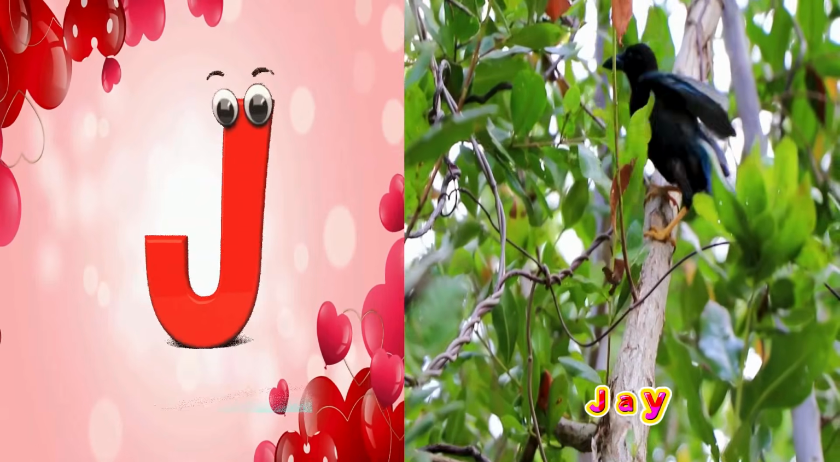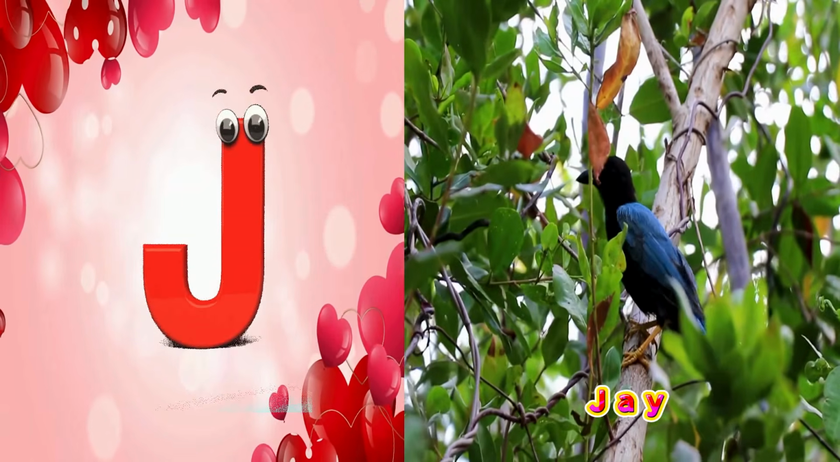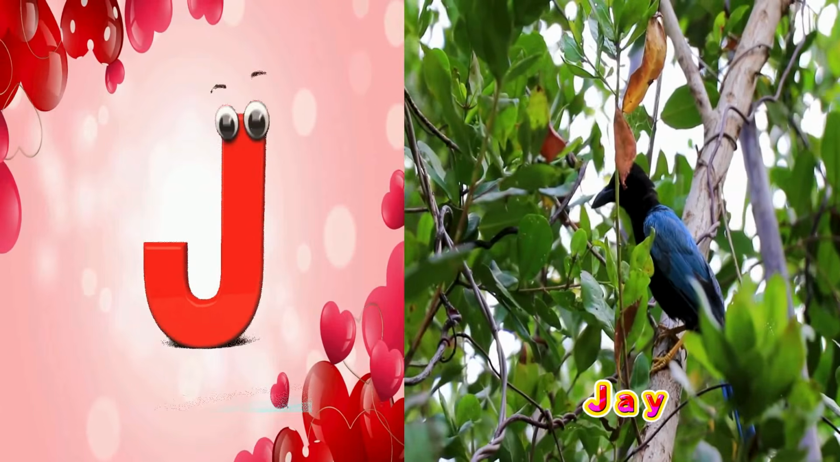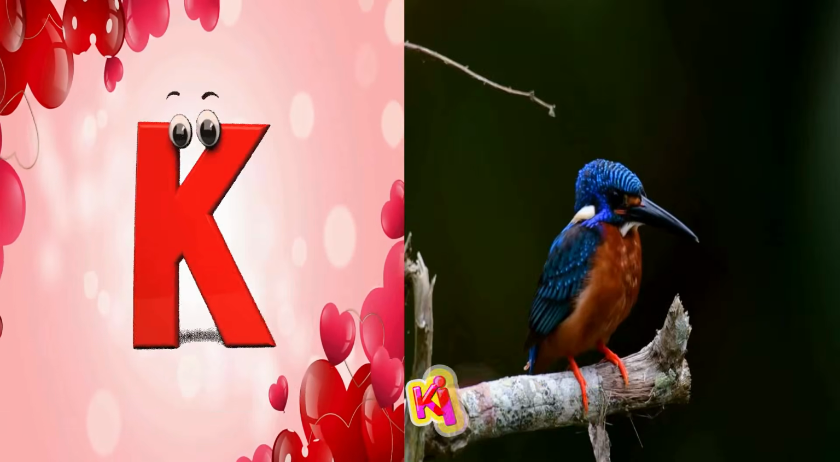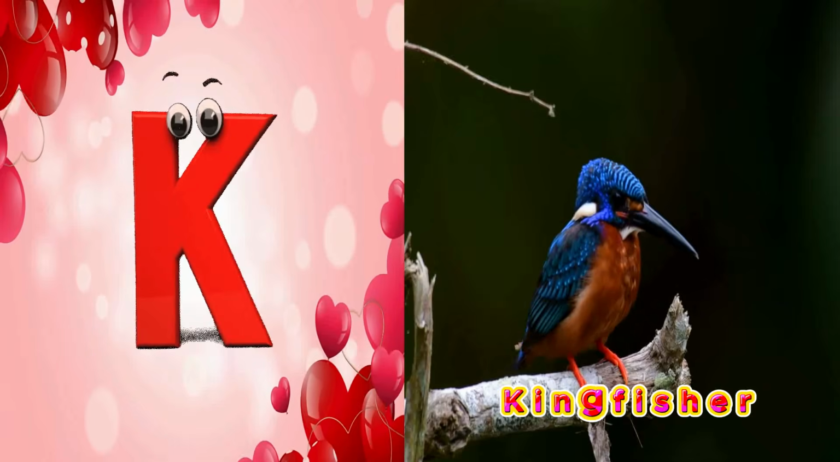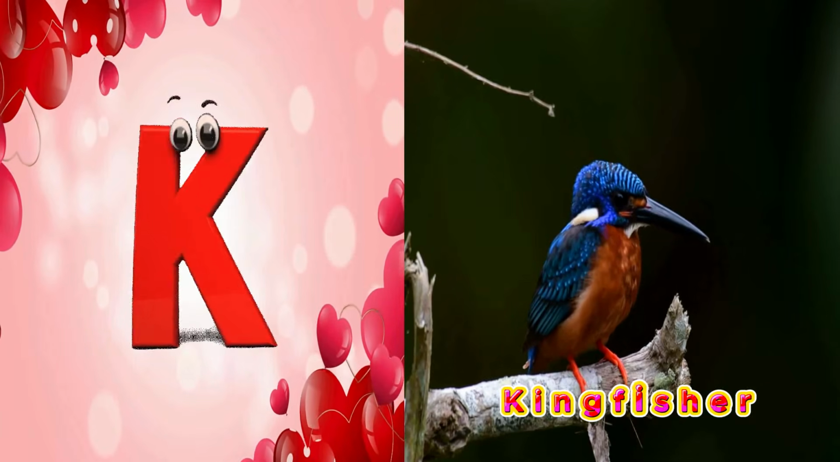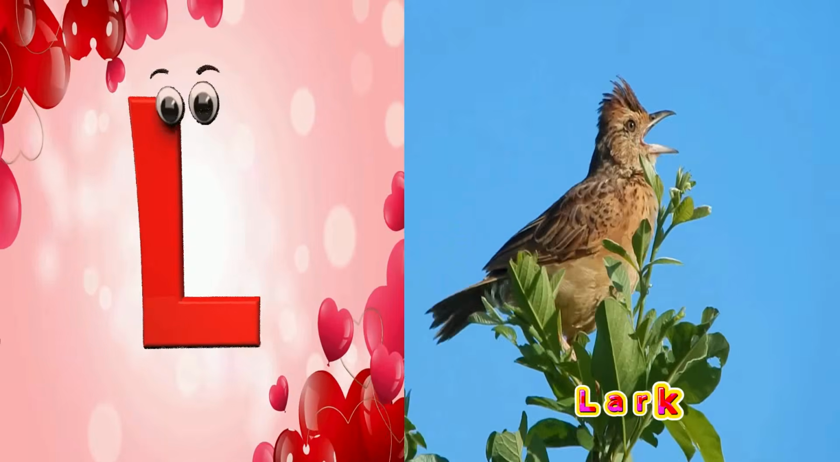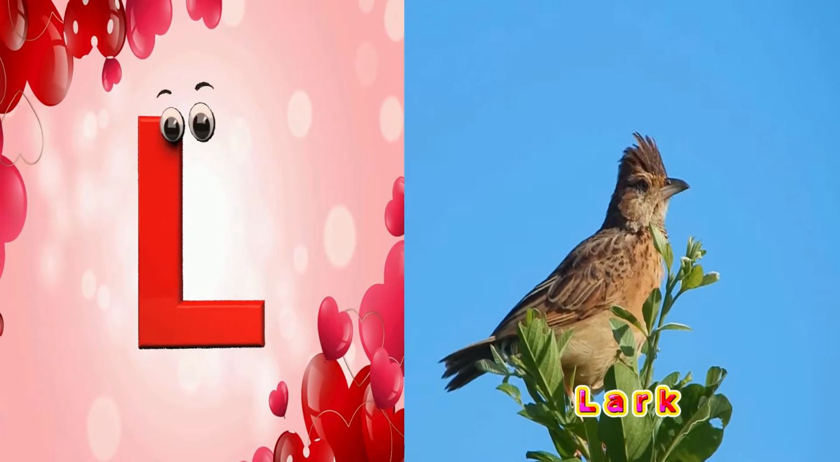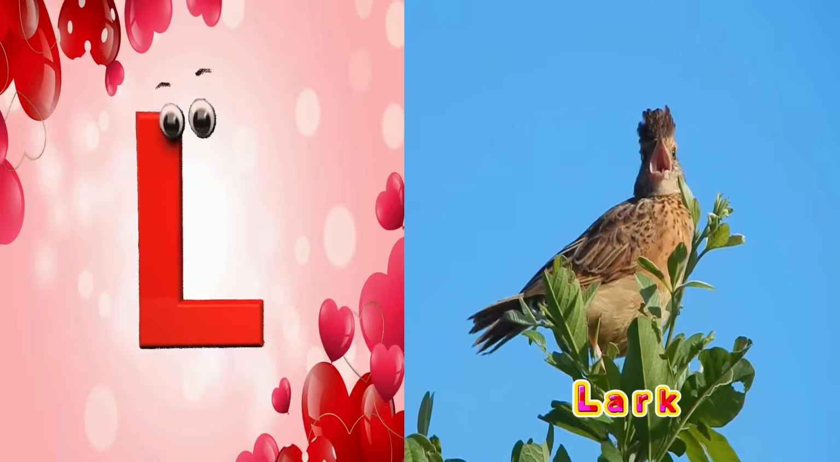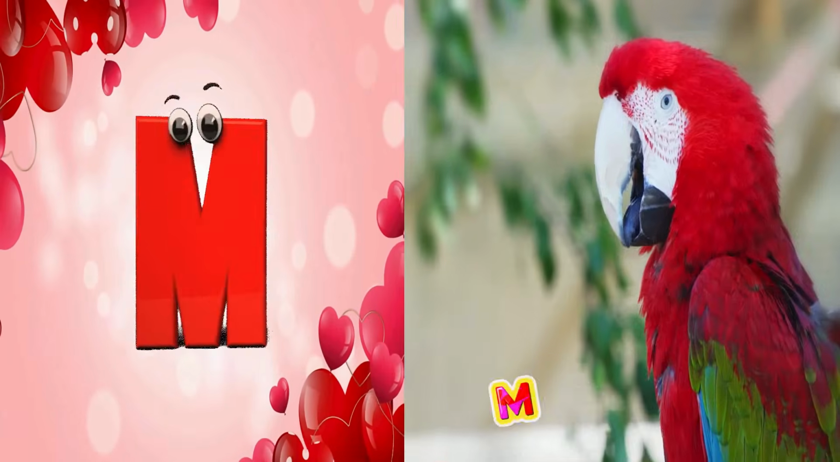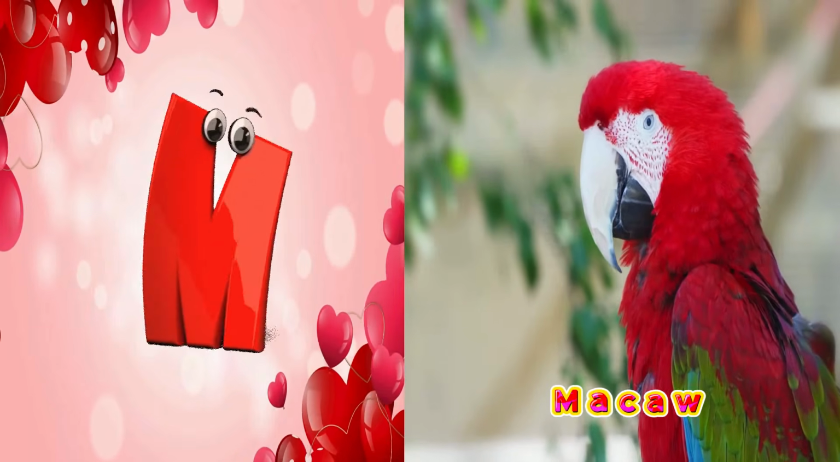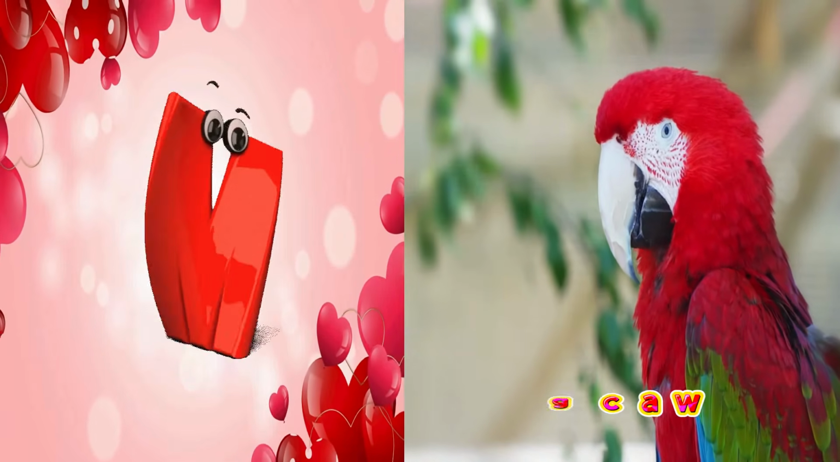J is for J. K is for kingfisher. K, kingfisher. L is for lark. L, lark. M is for macaw. M, macaw.